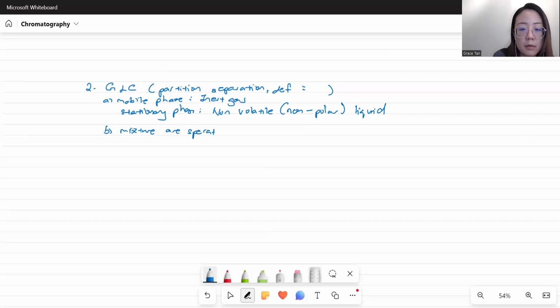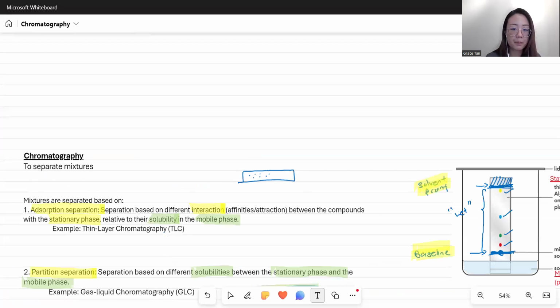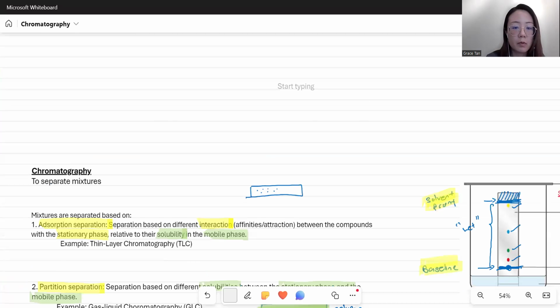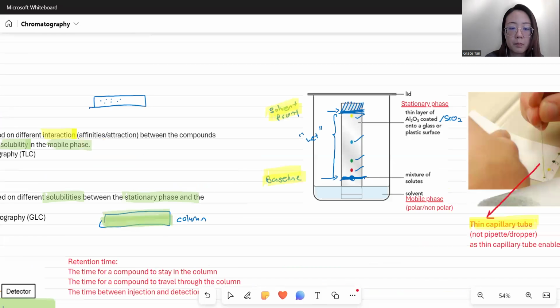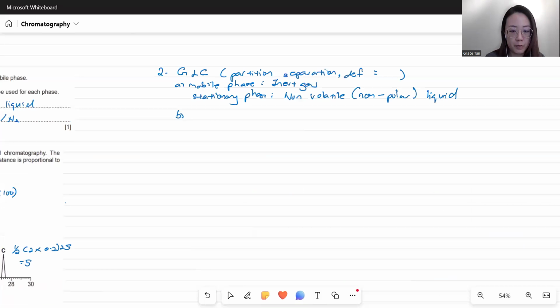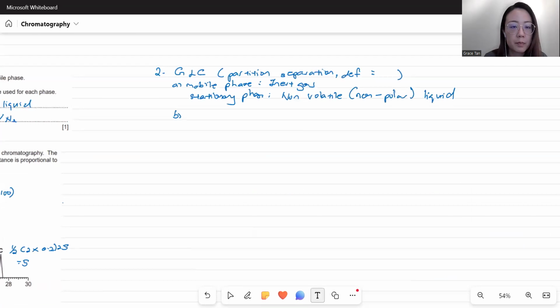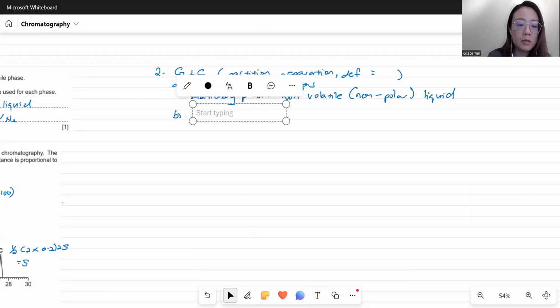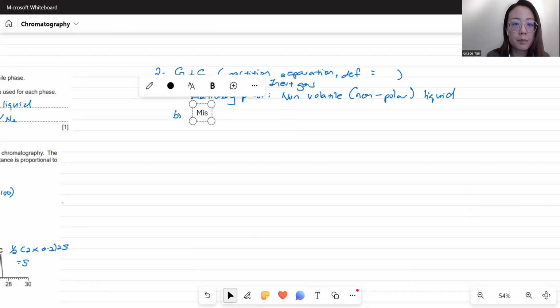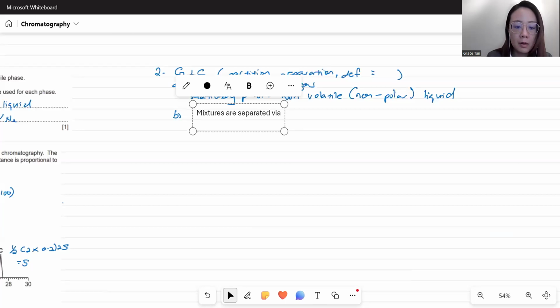Maybe I should type. I think typing would be faster for me. Let me just do a quick type. Okay, mixtures are separated via number 1. Part B, volatility.